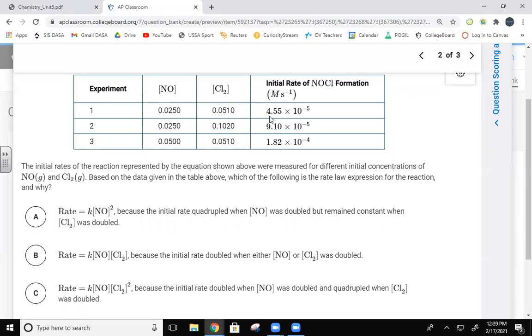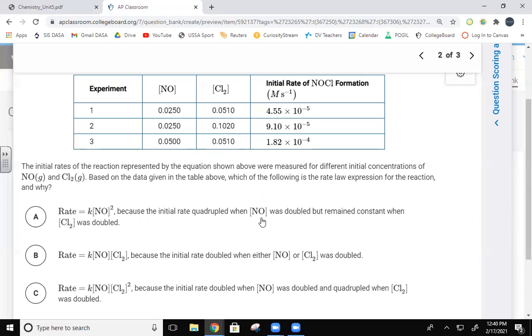Well, 4.55 times 10 to the negative fifth. What's 4.55 times 10 to the negative fifth times 4? No, it said quadrupled. We're checking to see if it quadrupled or not. 4 times 4 is 16. 1.8 is a little bit more than 16. 4.5 is a little bit more. Right, so it did quadruple, about. 4.5 squared would be kind of close to your answer.